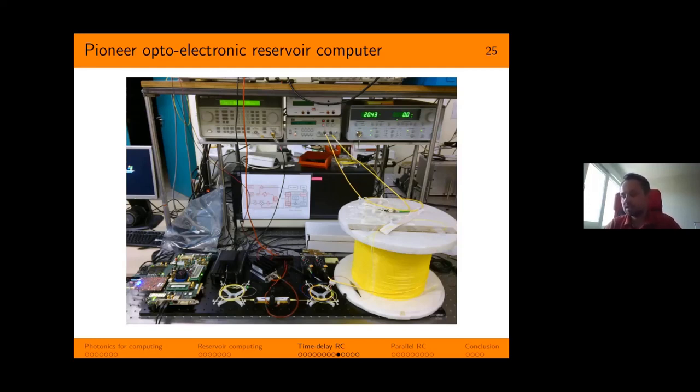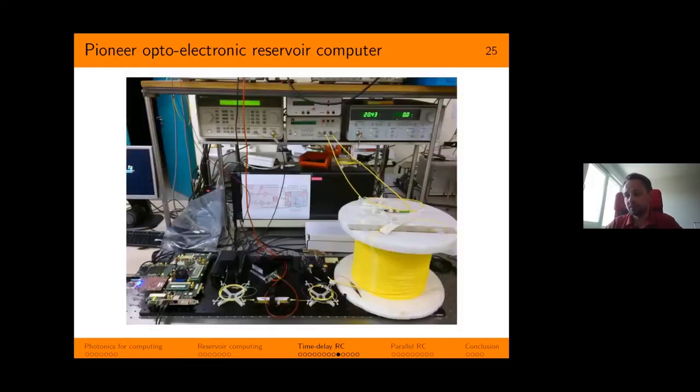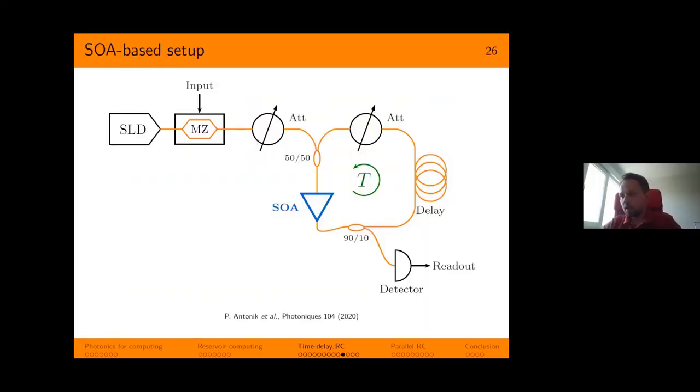While the system contains an optical nonlinear node, the Mach Zehnder here, there are still some electronic components in the reservoir. So remember, we still have this detector and the amplifier, which are electronic, and they are in the delay loop, so they are in the reservoir. So the natural step further would be to come up with a system that would have a fully optical reservoir. And here's the scheme of this setup.